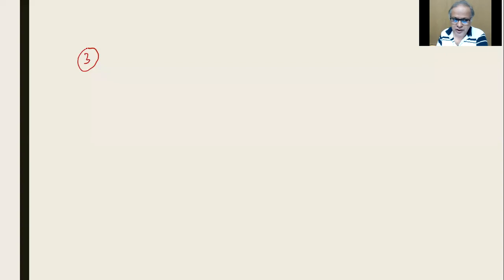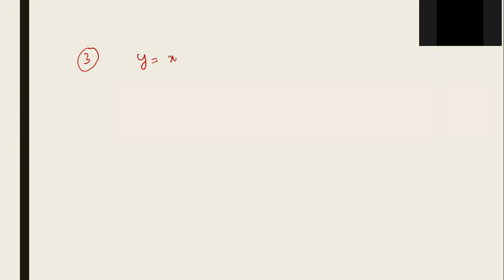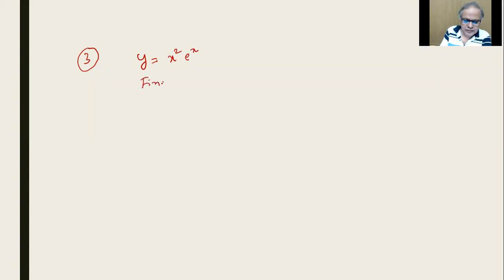Now I'll just go for the product rule. Given that y equals x square e power x, find dy by dx. There are two functions given. One is the x power n function into the e power x function. So choose one of them as u, the other as v. So what should I write?